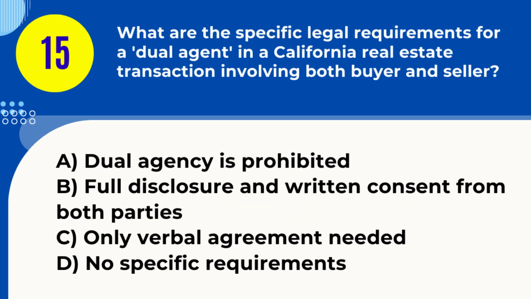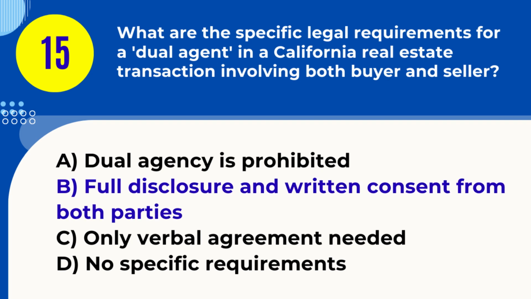Question 15. What are the specific legal requirements for a dual agent in a California real estate transaction involving both buyer and seller? A. Dual agency is prohibited. B. Full disclosure and written consent from both parties. C. Only verbal agreement needed. D. No specific requirements.